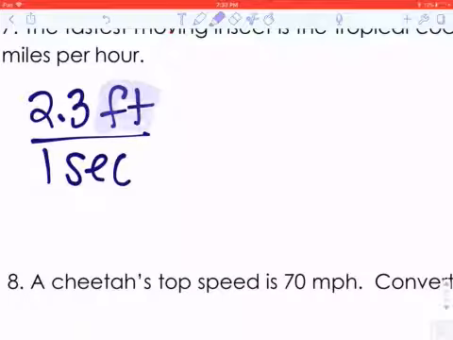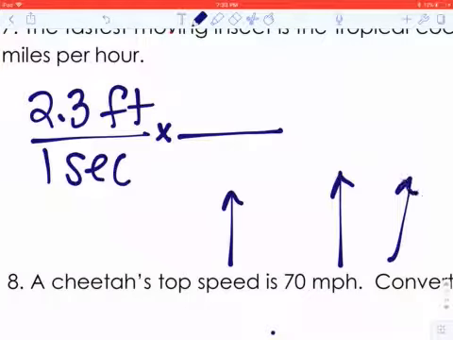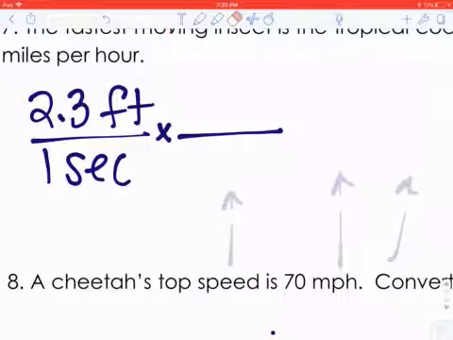Well, we don't have miles on top, nor do we have hours on bottom. We have to change both. We could do that; we focus on one at a time. Now remember, this is what we're given. This is always what's in the problem. And then anything we multiply after that is always just going to be things that we know from the conversion chart, things that are equal to 1, right?